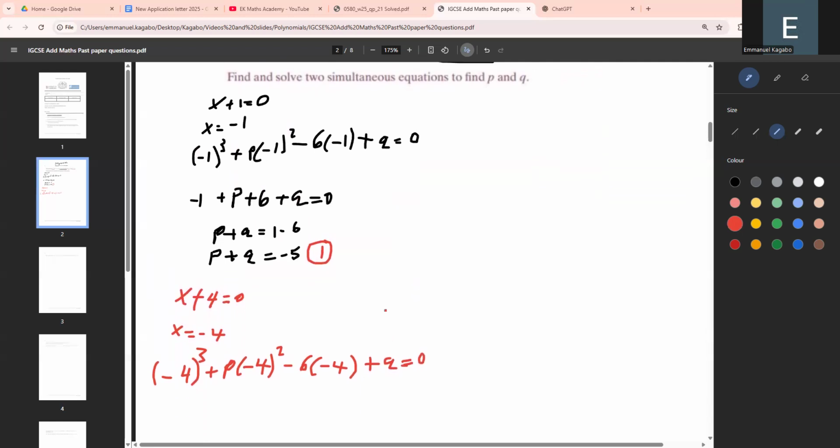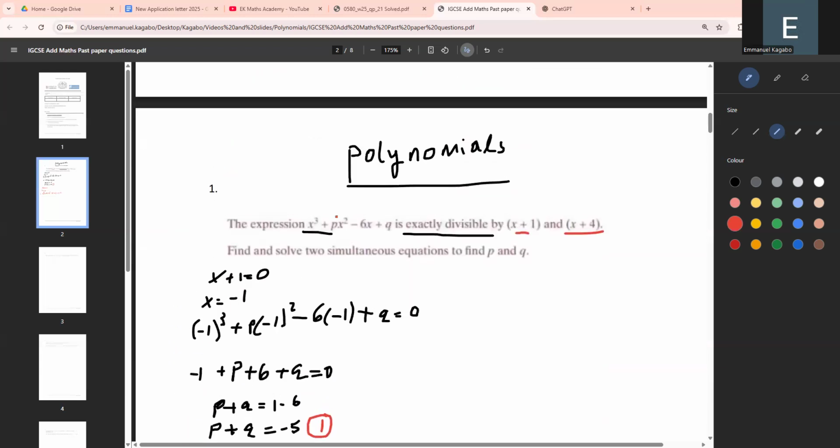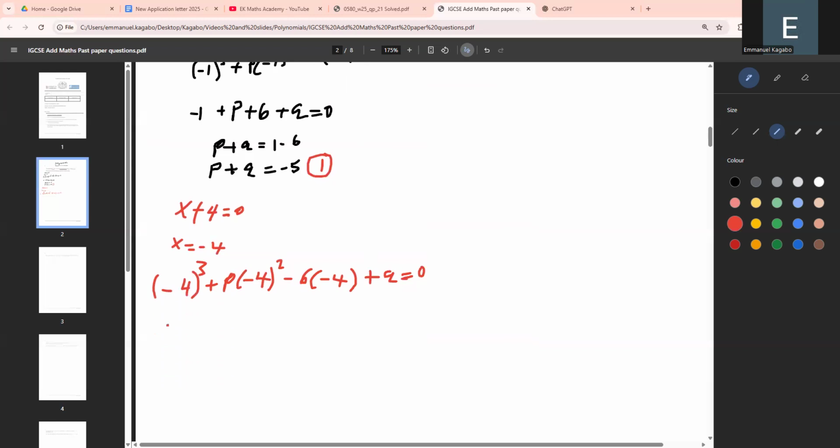Now let me double check what I've done if it's correct. You see, x^3 means (-4)^3, p times (-4)^2, minus 6 times (-4). It should be correct. Good. Now, what is this? If I do (-4)^3, it will give me minus 64, because minus 4 times minus 4 gives you 16, and 16 times minus 4 gives me minus 64. So (-4)^2 is 16, which gives me 16p. Very good. Now, what about here? This will give me plus 24.